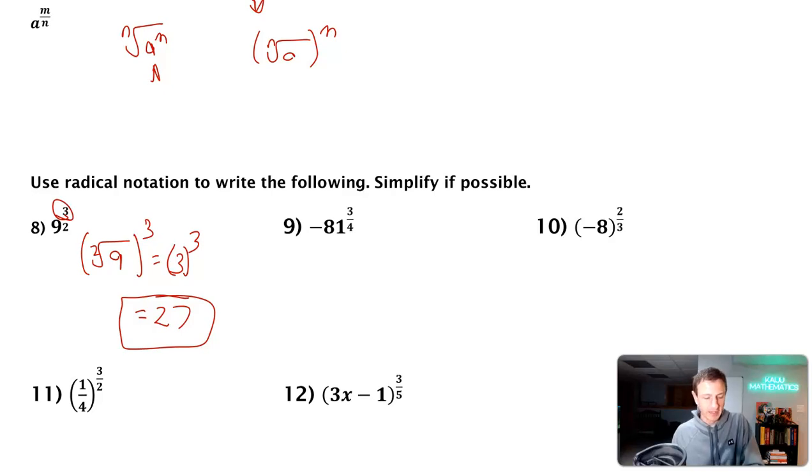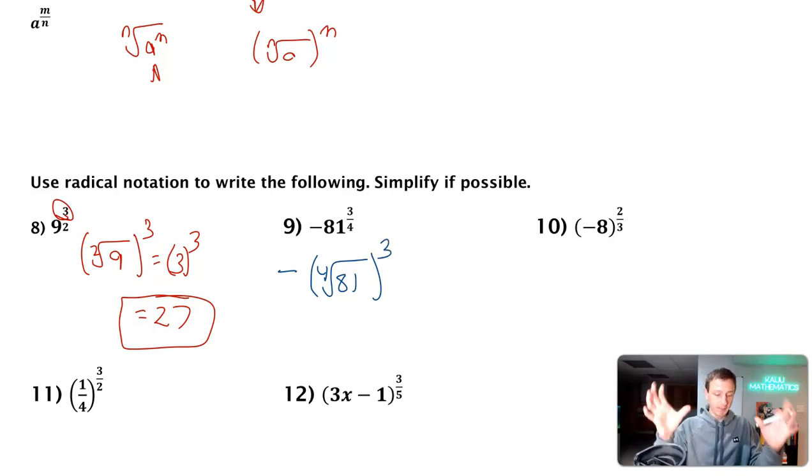Number 9, I have negative 81^(3/4). So the negative is not underneath that exponent of 3/4. So the negative is going to be on the outside. We have the fourth root of 81 being all raised to the third, and the negative is not being raised to the third. Again, only the 81 is. So we have to do the fourth root of 81, raise that to a third, then multiply by that negative. So the fourth root of 81 is 3.